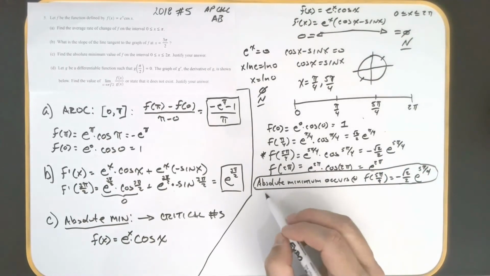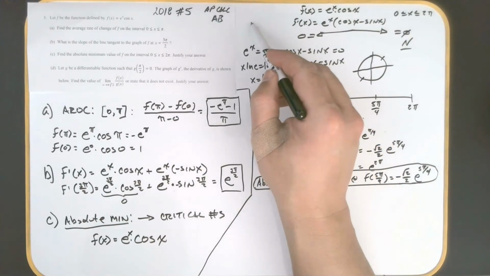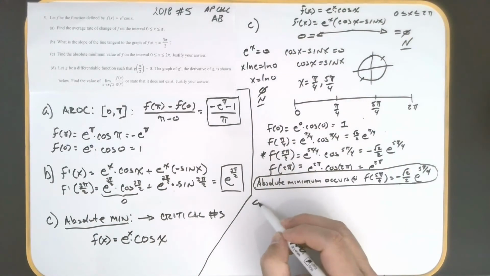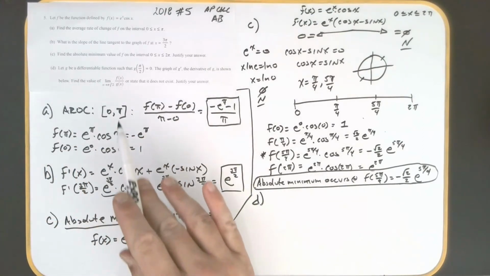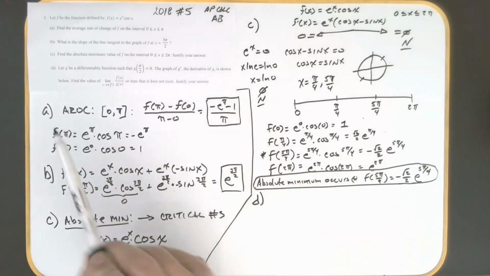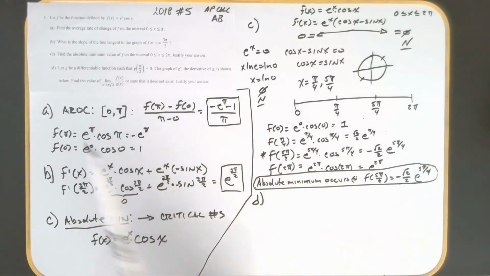Alright, now it's time for D. So this was a continuation of C right here. And now time for D. So D says g is a differentiable function. They didn't give it to us, but they just said it's differentiable. And that g of pi over 2 is equal to 0. The graph of g prime, the derivative of g, is shown.